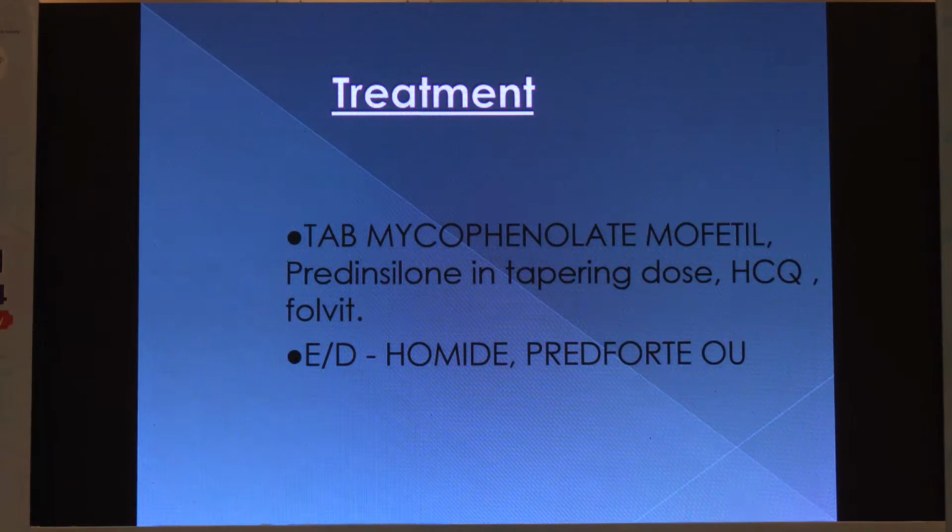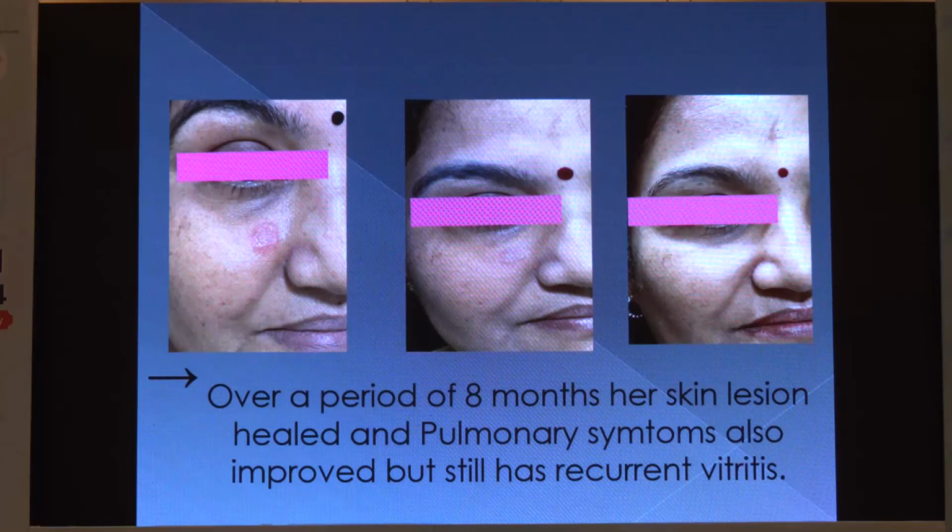Treatment: she is on oral and topical steroids. Over a period of 8 months, her skin lesion healed and pulmonary symptoms also improved, but she still has recurrent vitritis, as clearly indicated in the picture.